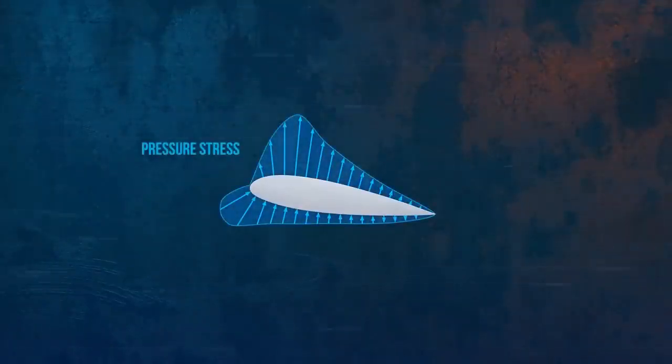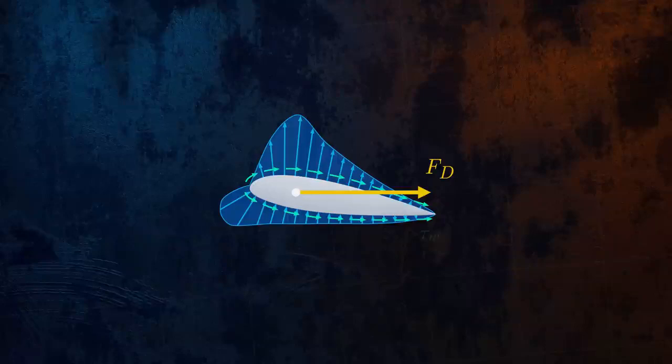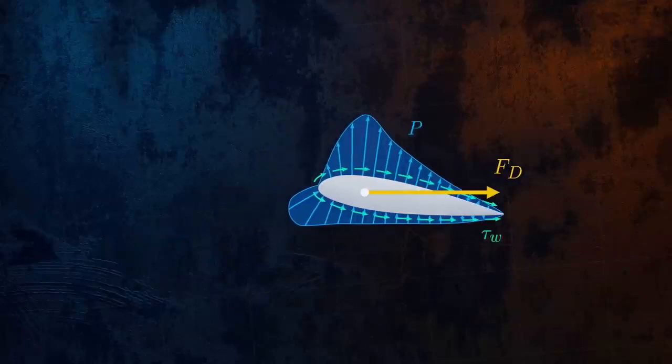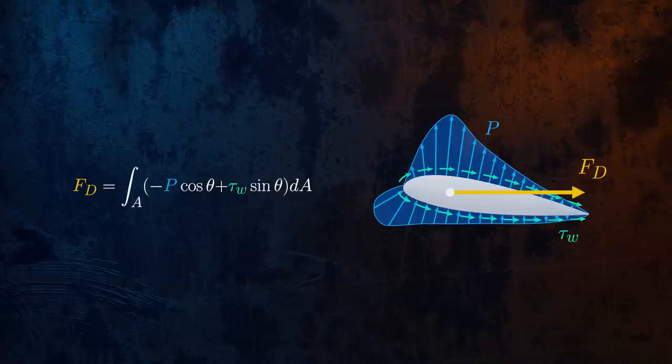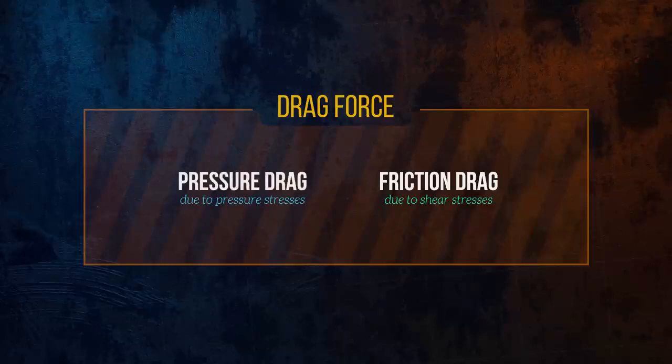Then we have the pressure stresses. They act perpendicular to the object's surface and are caused by how pressure is distributed around the object. The drag force is the resultant of these two stresses in the direction of the flow. So if we know exactly how the stresses are distributed over the surface of our object, we can integrate them to obtain the resultant drag force. The component of drag caused by the shear stresses is called friction drag, and the component caused by the pressure stresses is called pressure drag, or form drag.